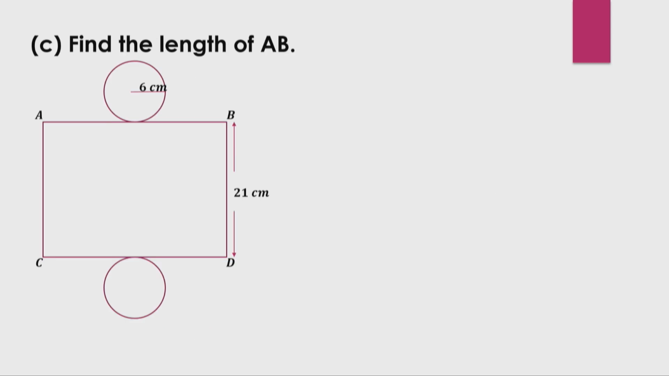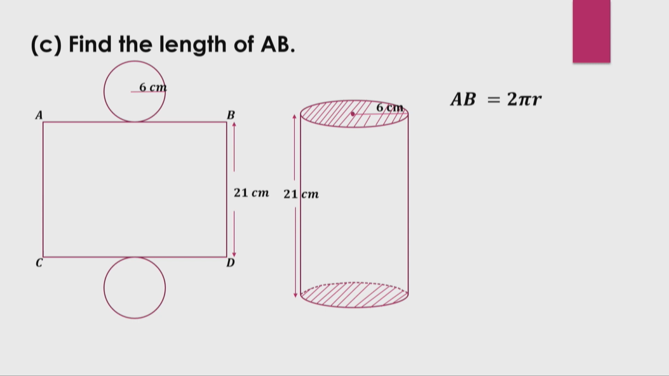Part C. Find the length of AB. When folded, AB represents the circumference of the cross-section of the cylinder. Therefore, AB is equal to 2 pi r. Substituting the values, we get 2 multiplied by 22/7 multiplied by 6 centimeters, which is equal to 264/7 centimeters, which is equal to 37 5/7 centimeters.